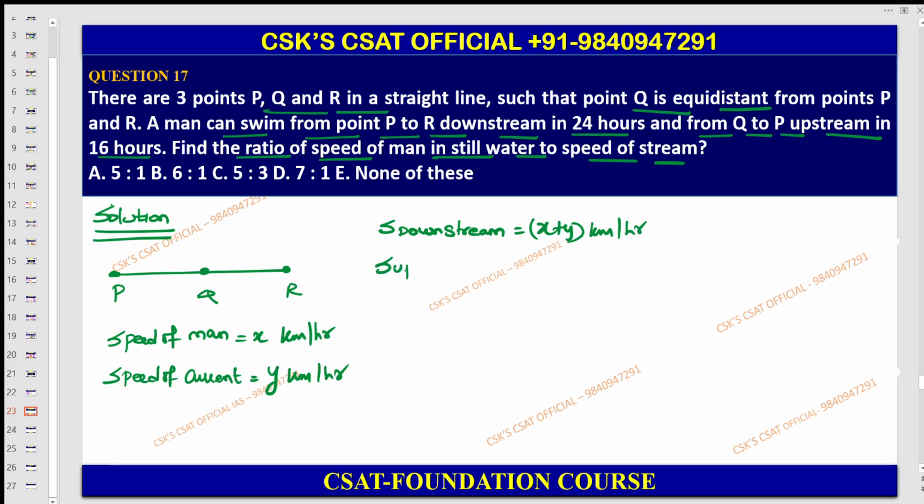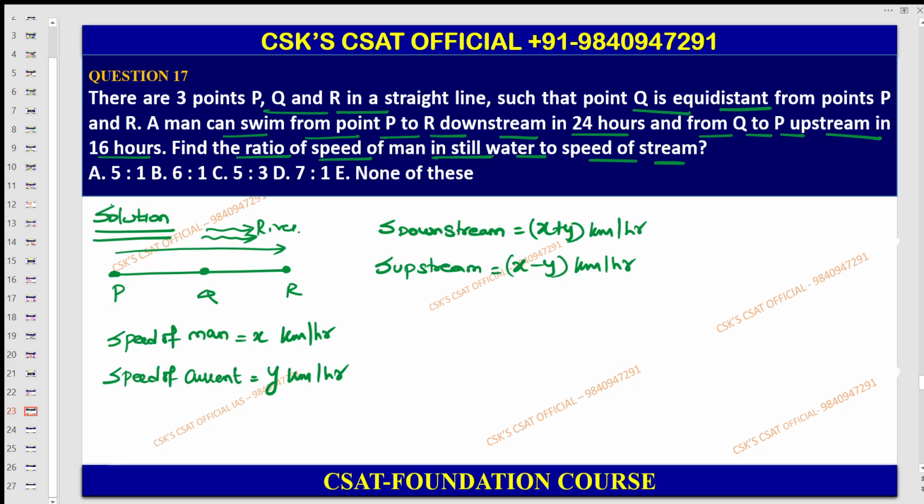Next, the speed of the upstream, which is against the flow. Therefore x minus y kilometer per hour. Now understand one situation here. A man can swim from the point P to R downstream, so he is moving in this direction, and the river flows in this direction, in 24 hours.